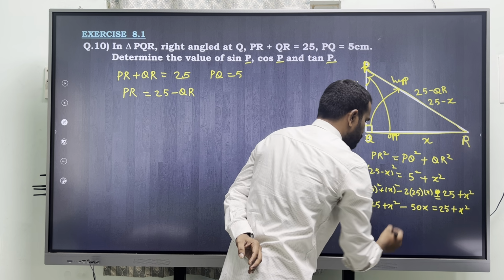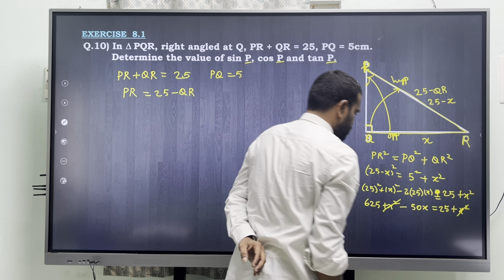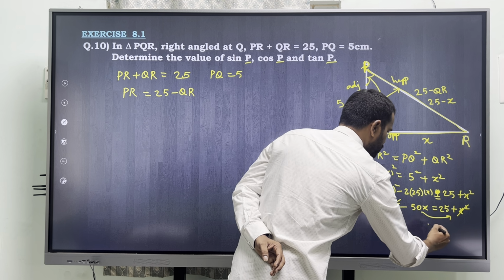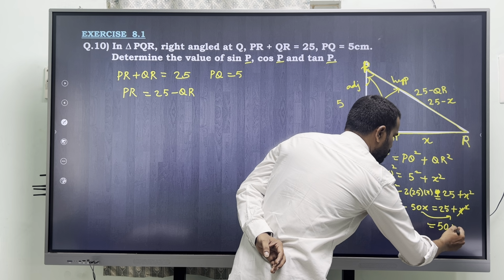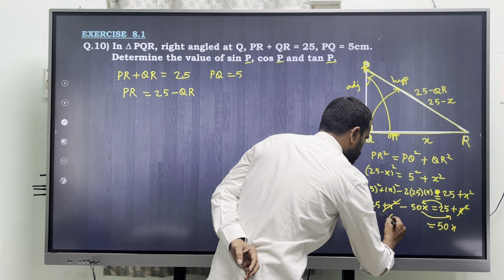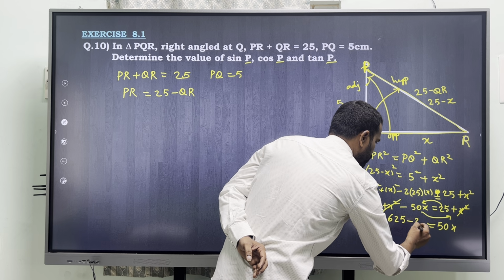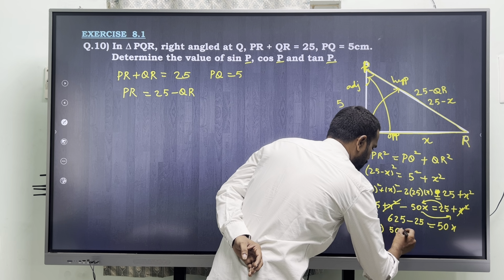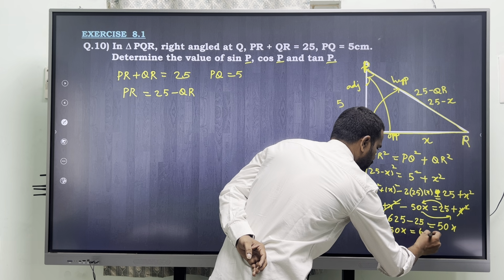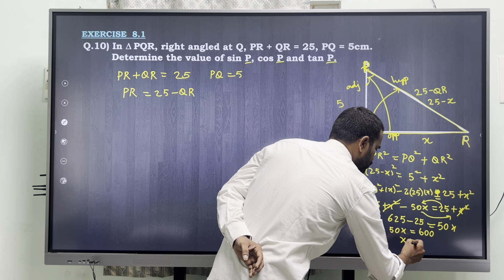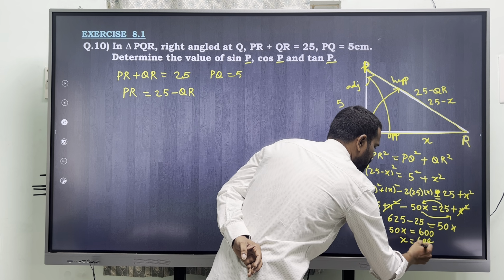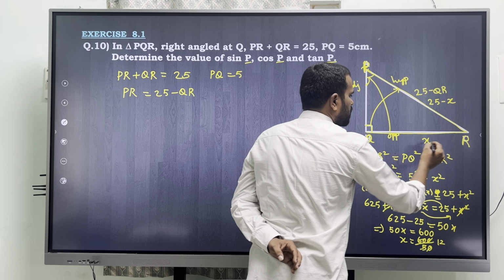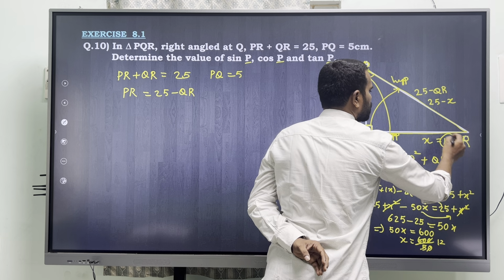So X square cancels. This 50X will go this side, becomes plus 50X. This 25 will come this side, this becomes 625 minus 25. So this becomes how much? 50X is equal to 600. So X is equal to 600 upon 50. So 5 ones are 5, 12s are 60. So X equals 12.